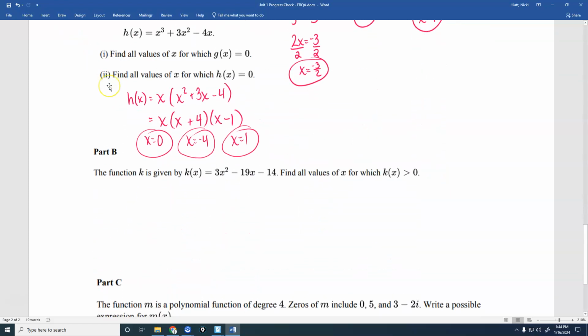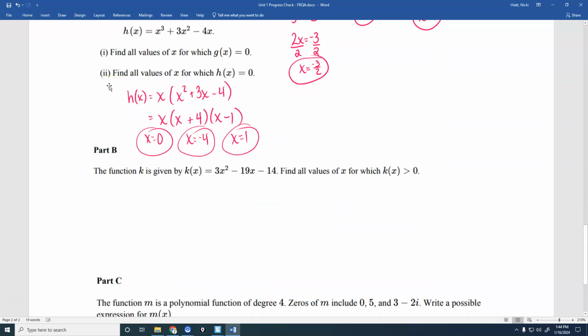Okay, B is a little trickier. It is asking you to do something different, and it is going to have more difficult factoring on there. So, this is asking us to tell when k of x is greater than 0. If this was calculator active, we could graph it and see where it's above the x-axis. It is not calculator active. So, we need to think about where 3x squared minus 19x minus 14 is greater than 0.